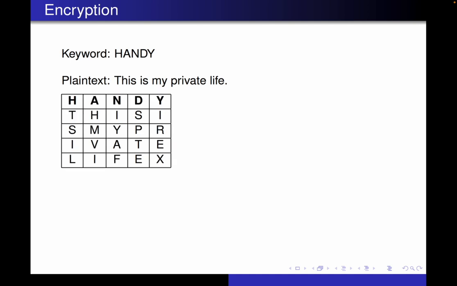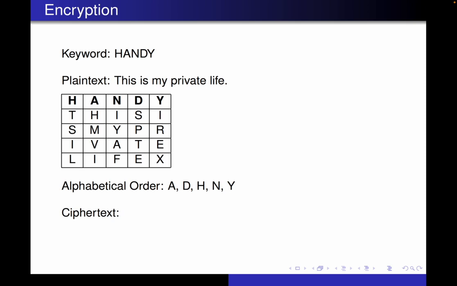So remember, each of those columns is represented by a letter in the keyword HANDY. And we're going to look at the letters of the word HANDY in alphabetical order. The alphabetical order of the letters is A, D, H, N, and Y. And that's the order in which we're going to take the ciphertext from the columns.